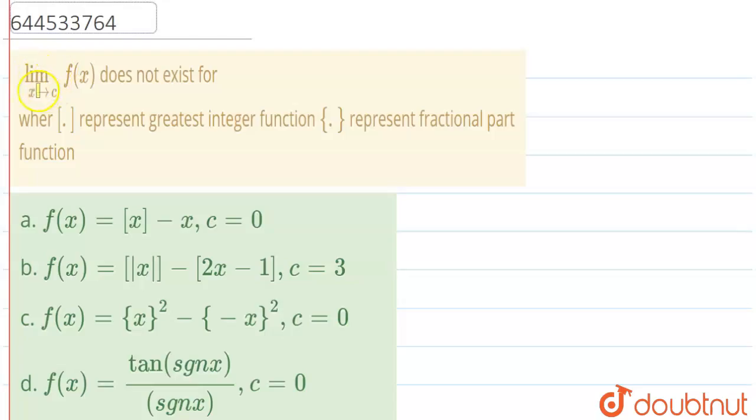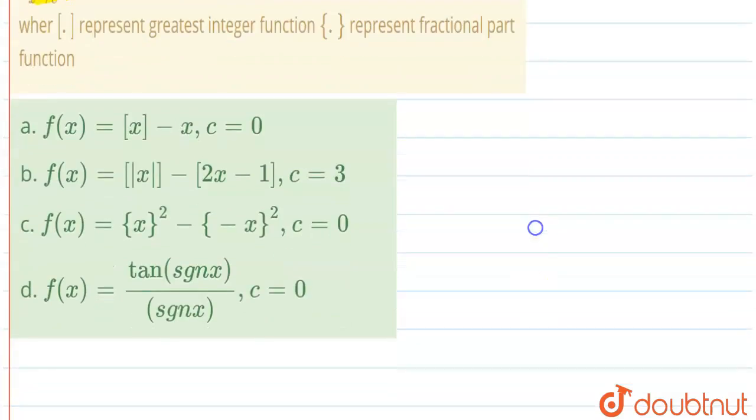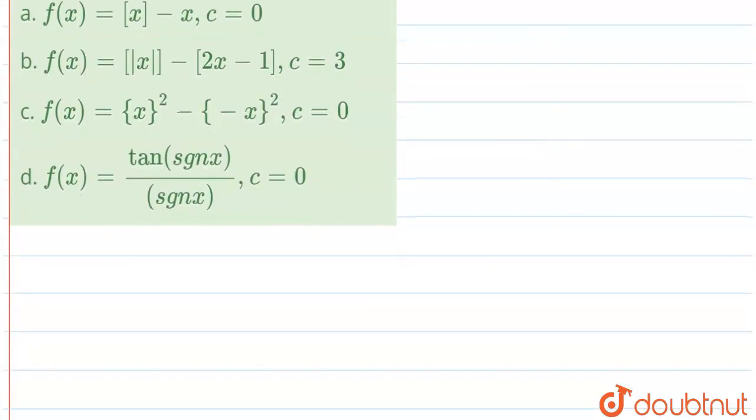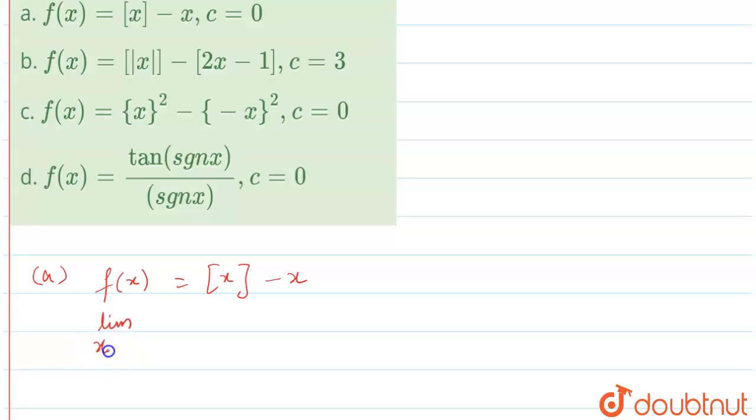Hello, we have the question. We have to find whenever limit x tends to c, f of x does not exist. So let us start and do it for all the options. First of all, we have f of x equal to greatest integer of x minus x, and we have to see for limit x tends to c. Here we have c as 0, so we need to see for limit x tends to 0 f of x.